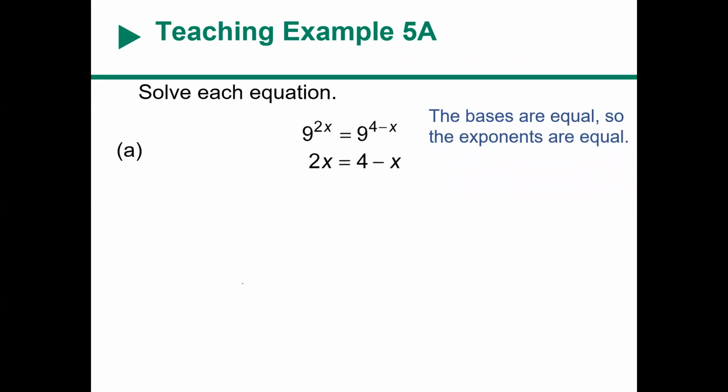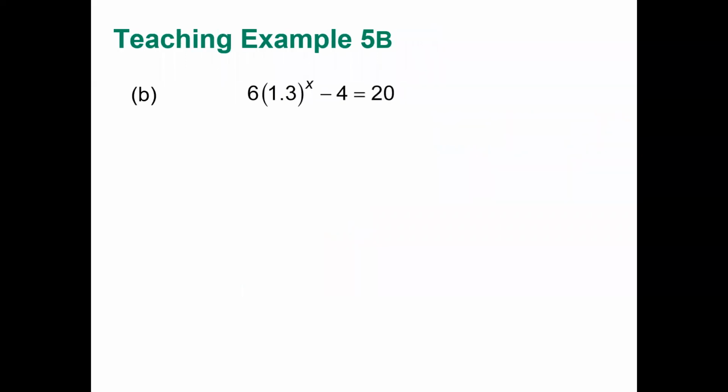So this is just now an Algebra 1 problem. And my goal is to isolate x by combining like terms and using inverse operations. So I combine my like terms. The opposite of multiplying by 3 is to divide by 3, and bam, x equals 4/3. Okay, next, let's do another example. So this one, we have a little more to do.